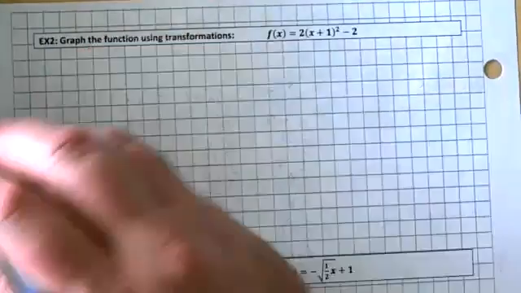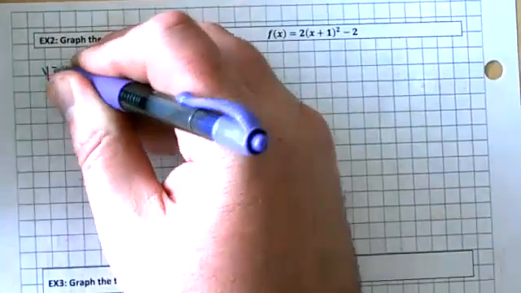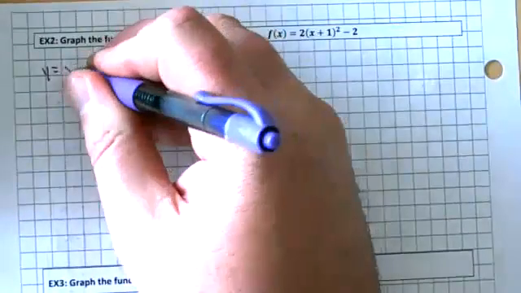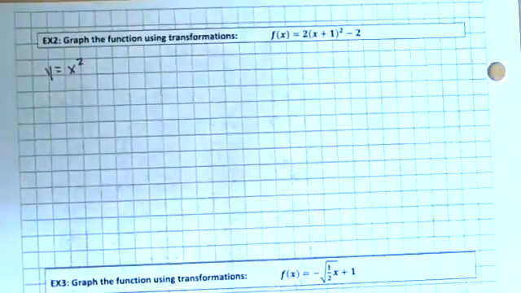So here we go. What's our parent function? y equals x squared. Write that down. y equals x squared.